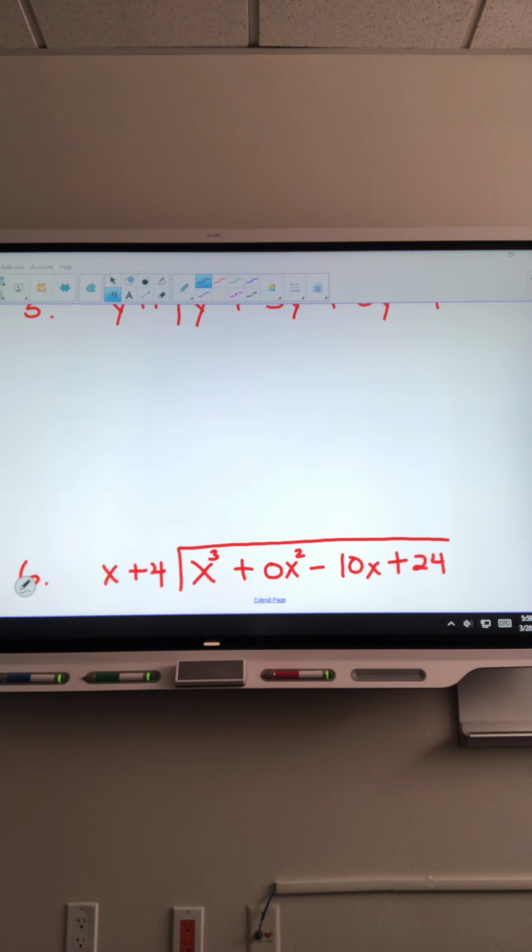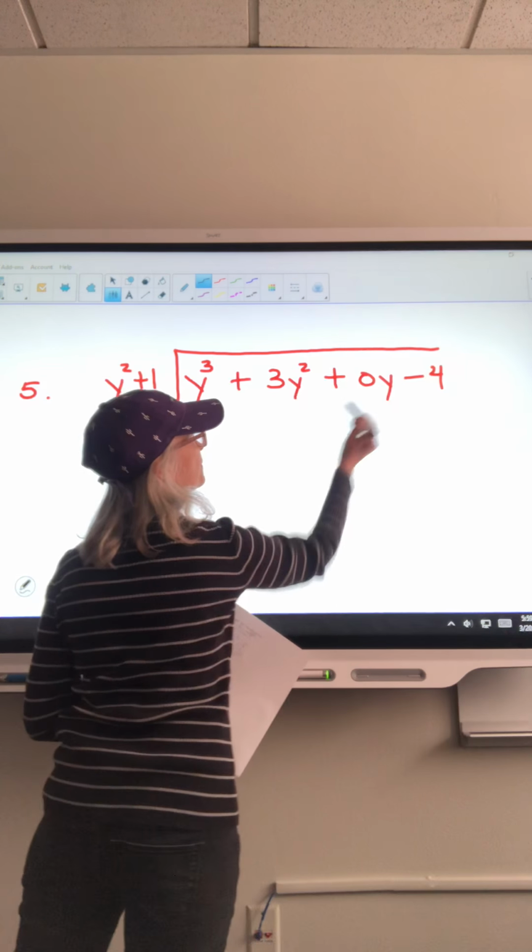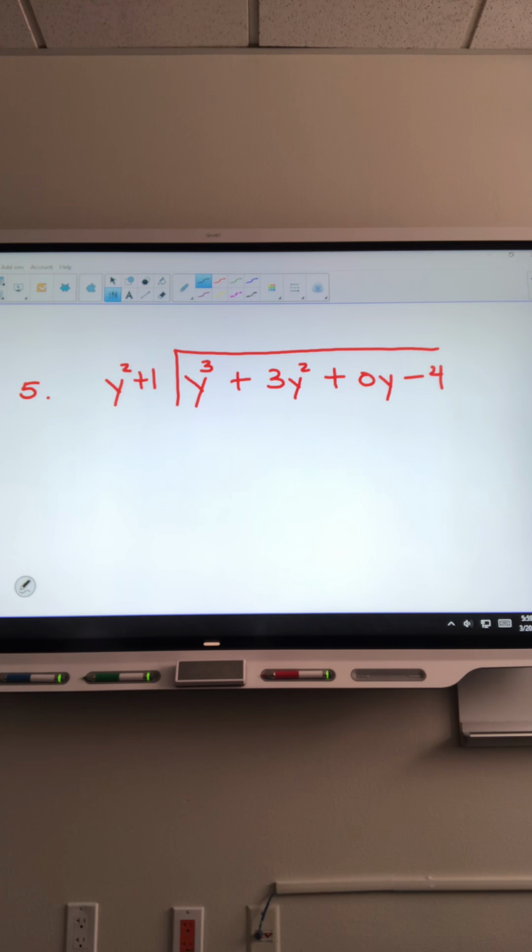All right. Got 2 more. Let's try to do them. Okay, number 5. So notice again on number 5, I had to add the y for place value, so I've got 0y. I also had to rearrange them a little bit because the y cubed should come first. So as you rewrite this, y cubed plus 3y squared plus 0y minus 4 is the order that they should be in. And then that's going to be divided by y squared plus 1.